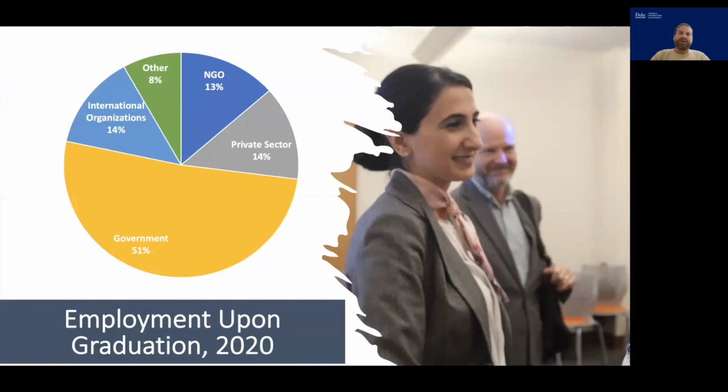As you can see here, about half of our students go into government, and this is largely because many of our students are already working in their governments and they're under contract to return following their time here at Duke. Beyond that, we're pretty evenly divided between international organizations, civil society or non-governmental organizations, and the private sector. So we really have a wider range of placements for students.